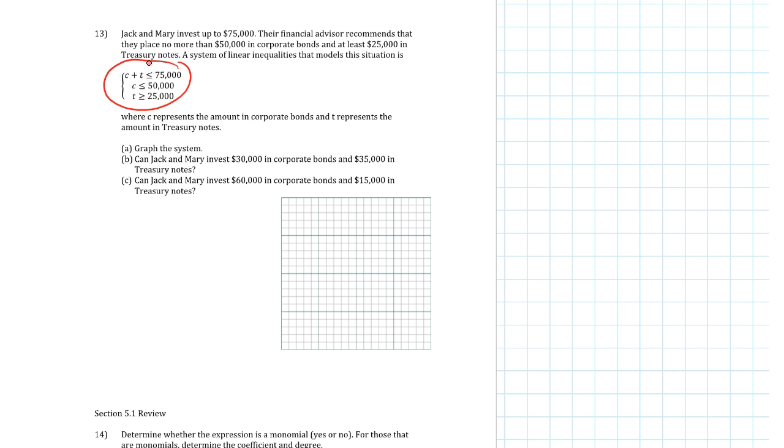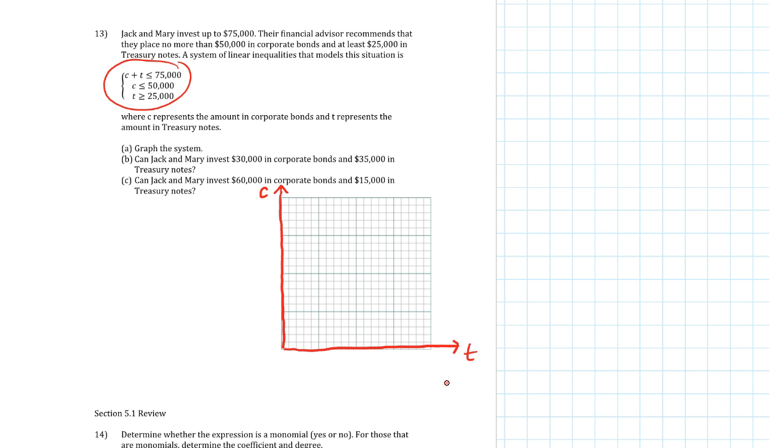Graph the systems. Okay, so let's draw a graph. Usually we call this X and Y, but since we have C and T, we've got to call one of these C and one of these T. It doesn't really matter which one is which in this particular model. There really isn't an independent and a dependent variable. So I'm going to say T is the treasury note and C is the corporate bonds.